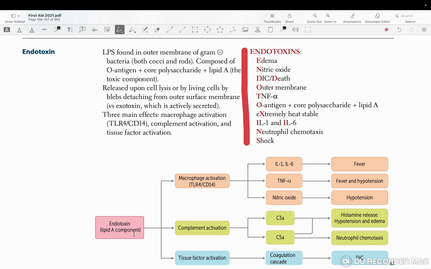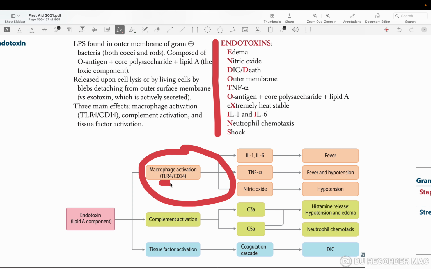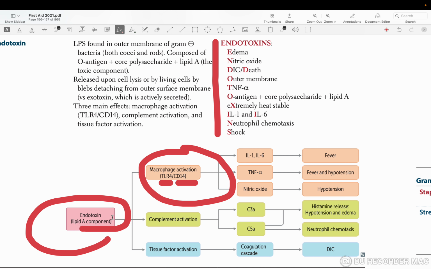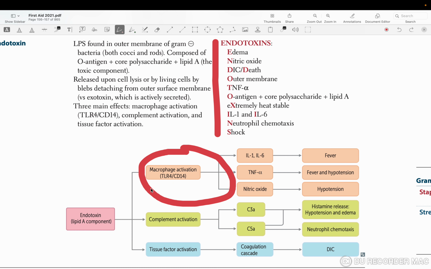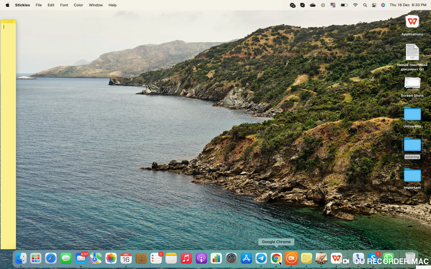So let's speak about this thing. The endotoxin, remember the toxic component, what was it? Lipid A. So the lipid A will lead to macrophage activation by binding to the toll-like receptor, the CD14 basically. Now I have a question. What is the other name of the lipid A component that attaches to the toll-like receptor? The structure that attaches to the TLRs. PAMPs. We call it PAMPs. P-A-M-P. This is important. You need to know about the relationship of PAMPs and toll-like receptor.